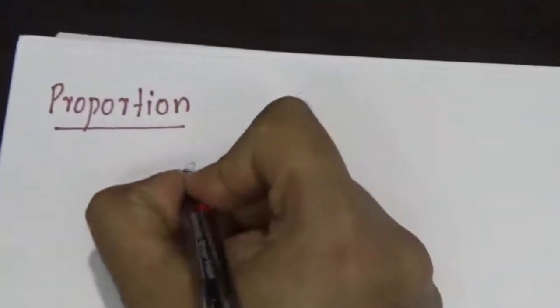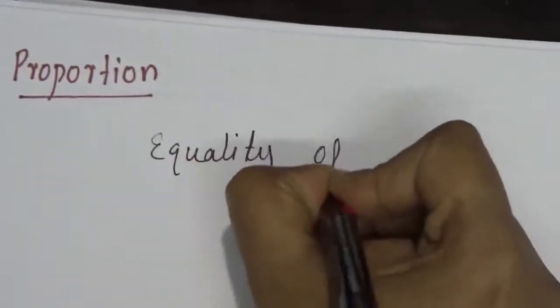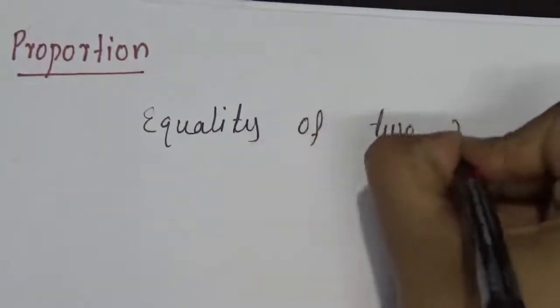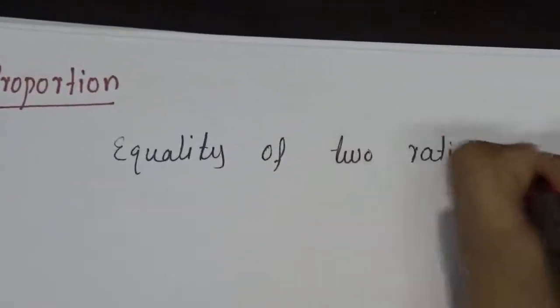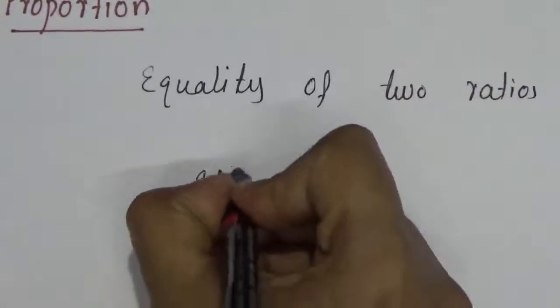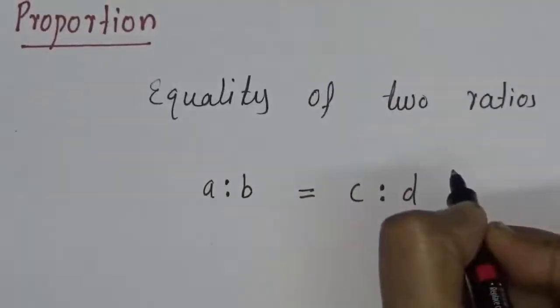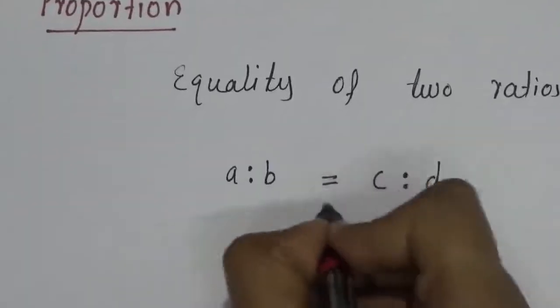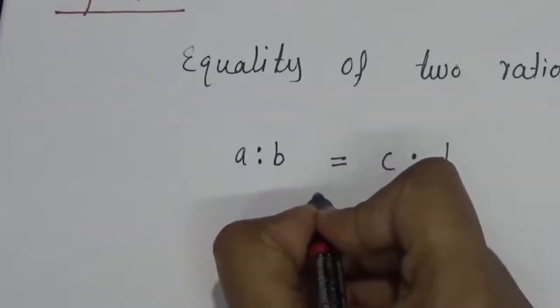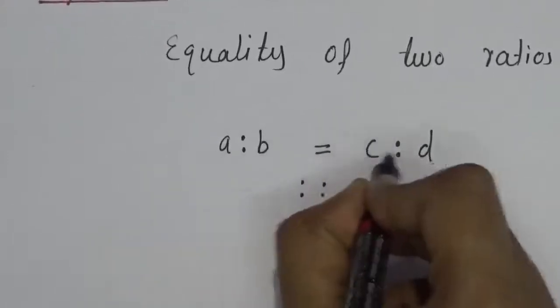Proportion. An equality of two ratios is called proportion. Two ratios are called proportion. So suppose A is to B is equal to C is to D. Instead of this equal to sign, you can write this symbol also. So that means A is to B is as C is to D.